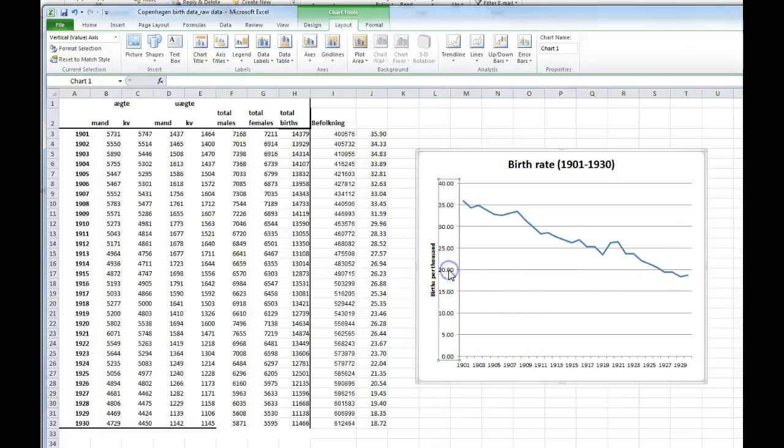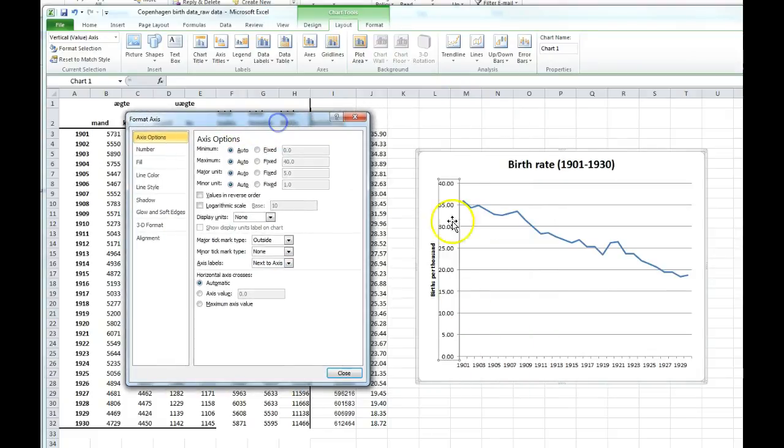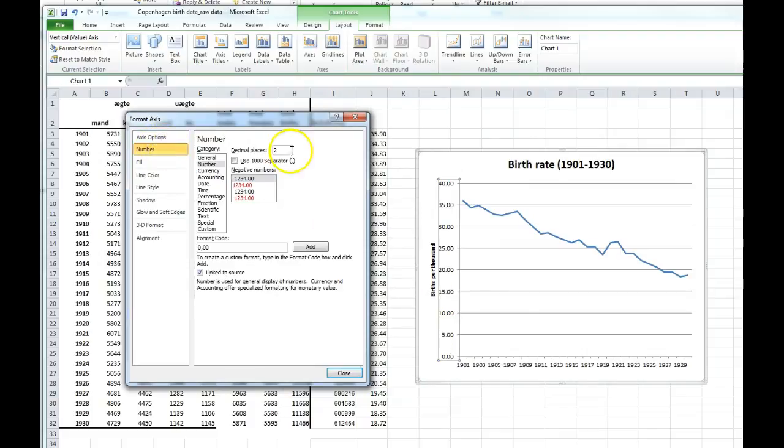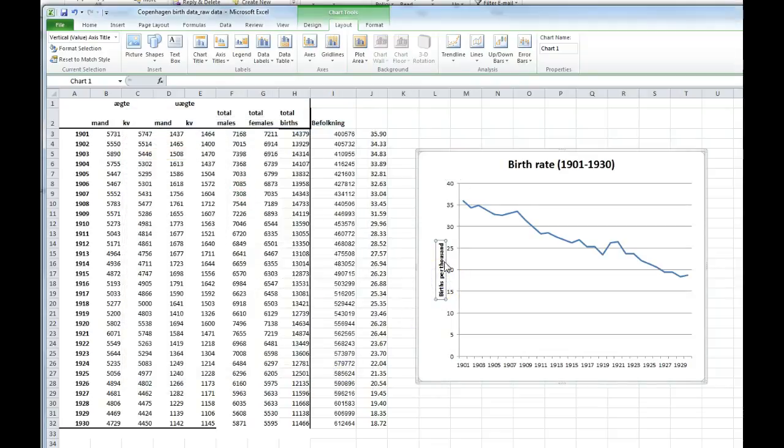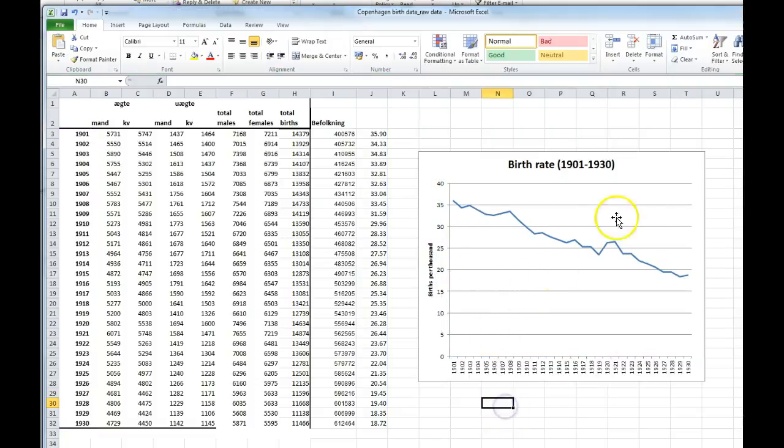We could, to make it a little bit nicer, go to the axis here and take away all these zeros because they are kind of ugly. So we could just go to number and say that we don't want any decimal places. And then that seems a little bit nicer. And finally, when you put this into a Word document, I would always write something like: note, data from Statistics Denmark, and I would write everything, the pages and the things where I got it from. And this is how you compute a birth rate.